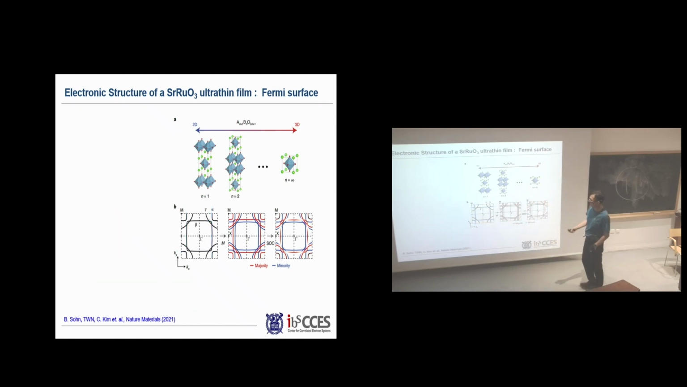So if you look at this one, we can understand this is coming from XZ and YZ. And this is all coming from the XY band. It's very simple.